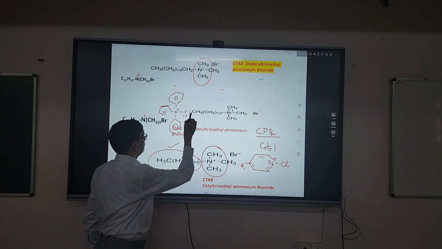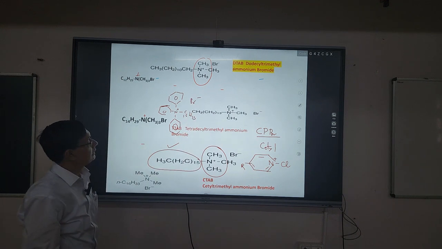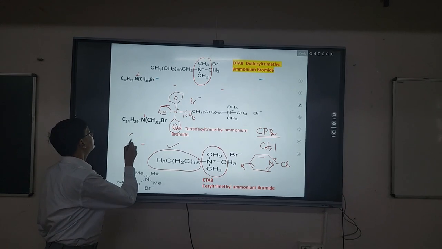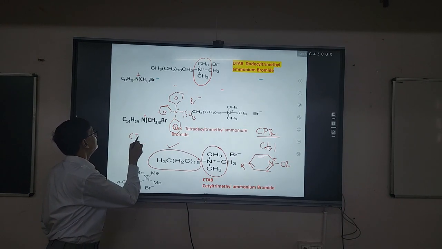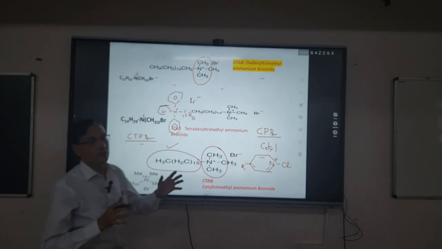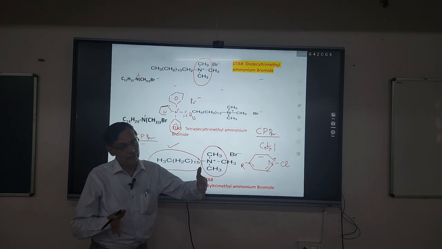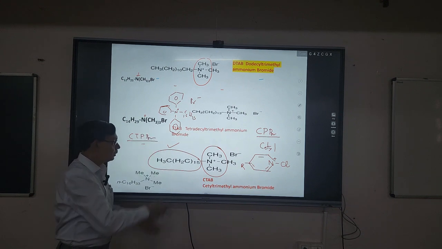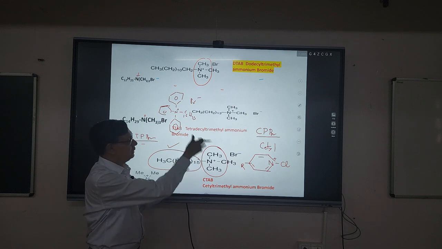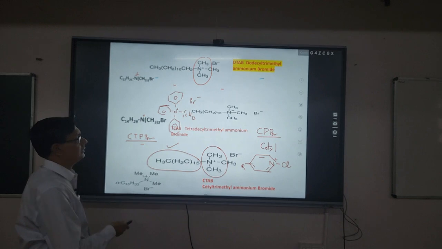C16H33, counter ion bromide. That is called cetyl triphenyl phosphonium bromide. So what I mean to say is that even cationic surfactants are classified on the basis of chain group, counter ion, and head group. There are a large number of cationic surfactants available in the market.